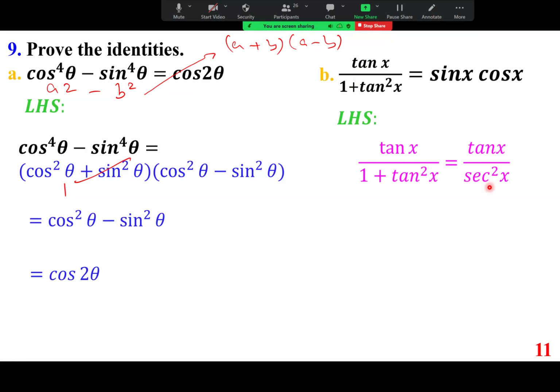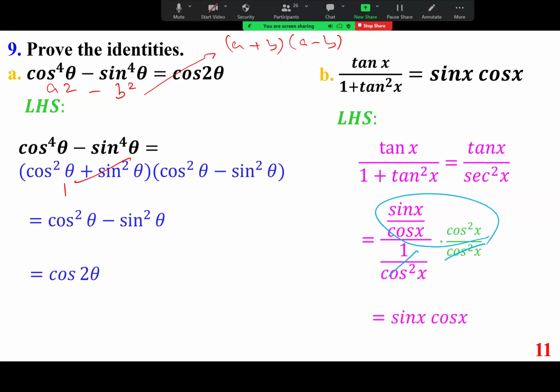And secant is 1 over cosine, so secant squared is 1 over cosine squared. It's a complex fraction. See, the denominators are not identical. So we multiply by the LCD, which is cosine squared over cosine squared. The numerator becomes sine x cosine x, and this one cancels out this one. In other words, the denominator becomes 1. I hope you see that. So you can simplify it into sine x cosine x, which is the right-hand side, and that's the proof, and we are done.